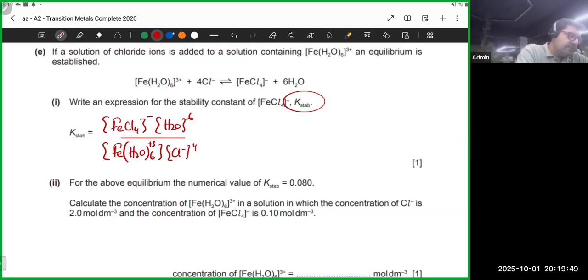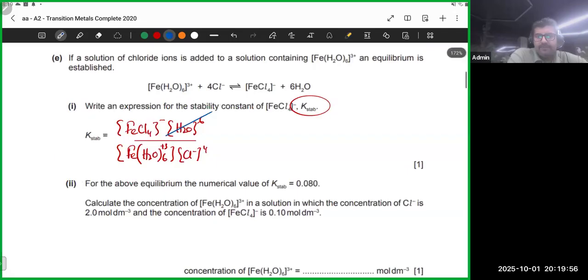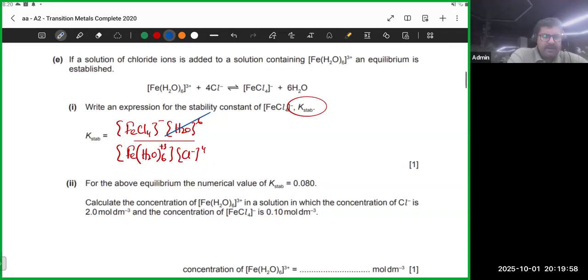Except that you don't write water in the expression because water is in large excess. So you don't write that. Now, for the above equilibrium, they've given a numerical value of K-stab, and it's a low value, which indicates that the equilibrium is not going to actually move forward. The ligand exchange is highly unlikely.